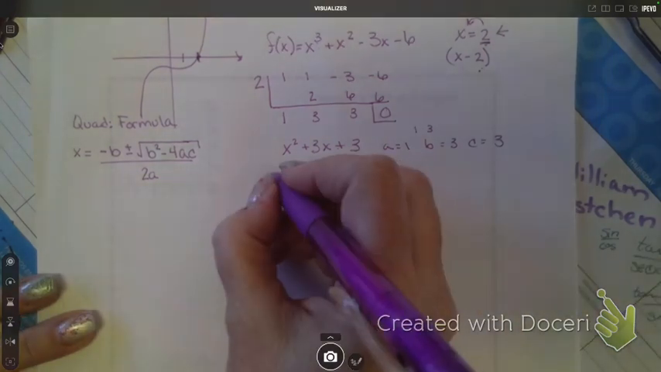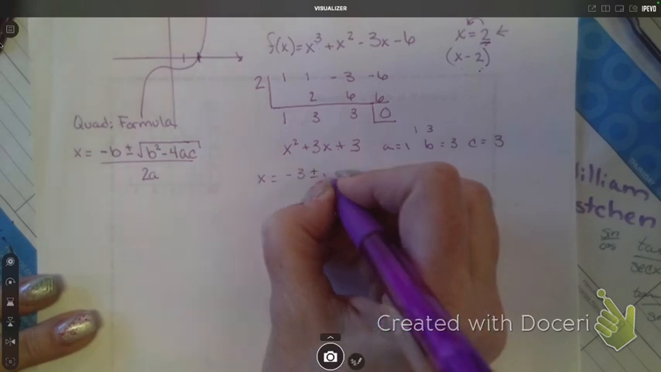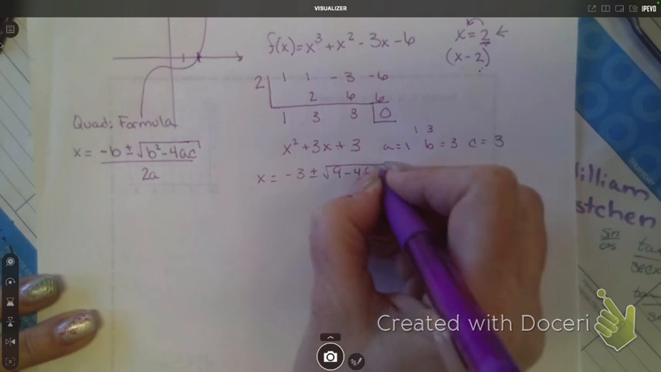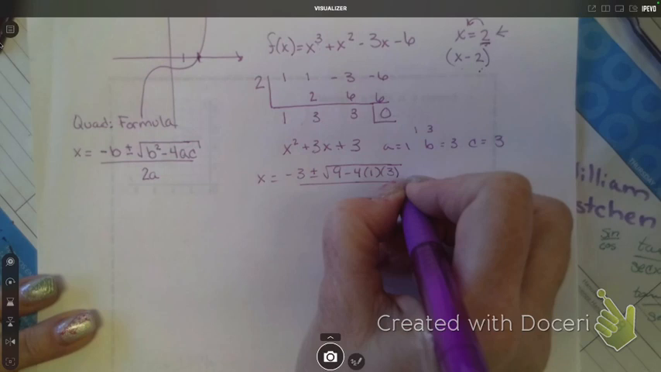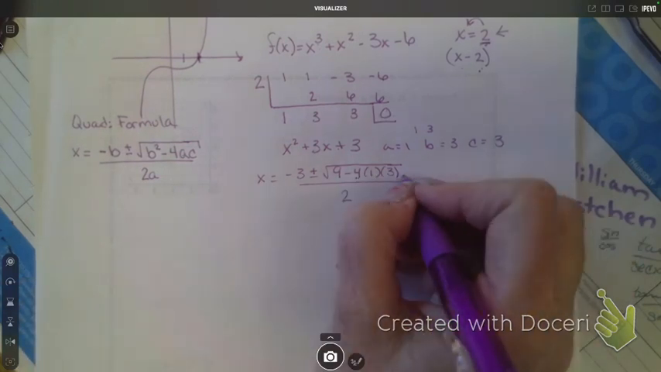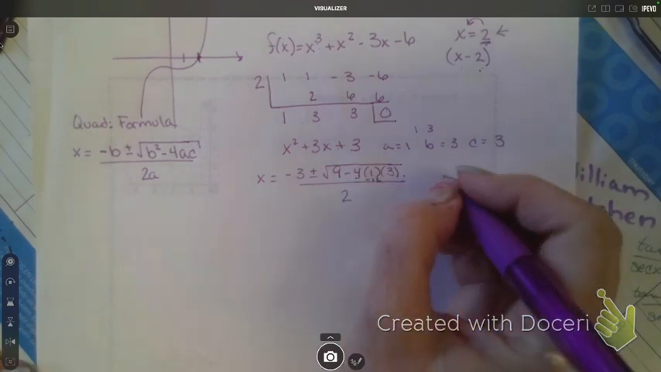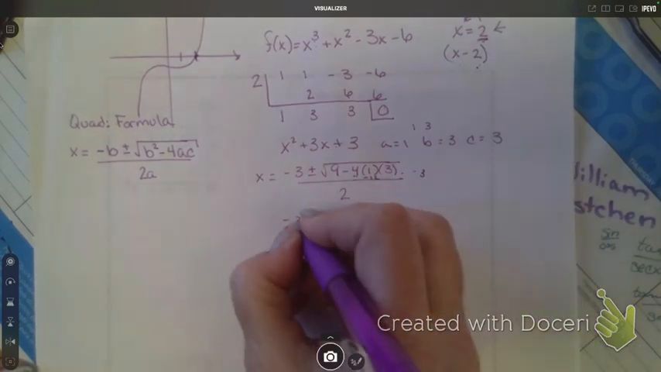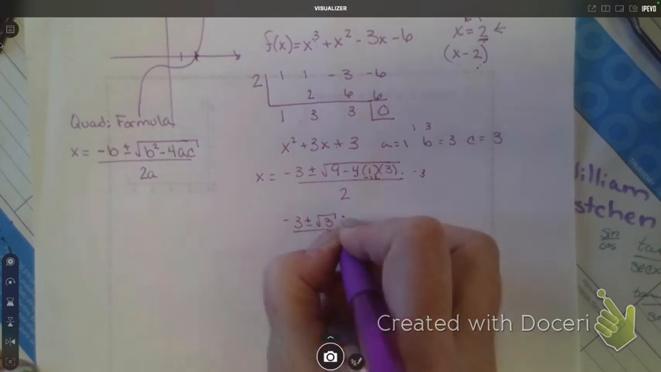So x equals negative 3 plus or minus the square root of 9 minus 4 times 1 times 3, all over 2. So 9 minus 12 is negative 3. So I have negative 3 plus or minus the square root of negative 3, over 2.